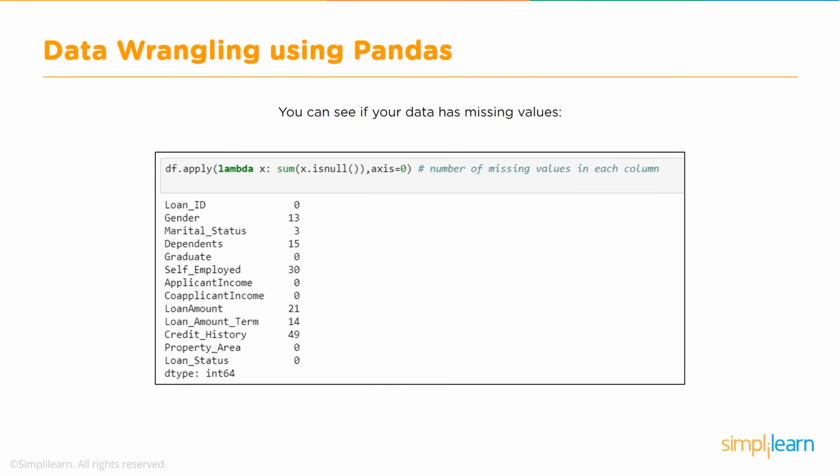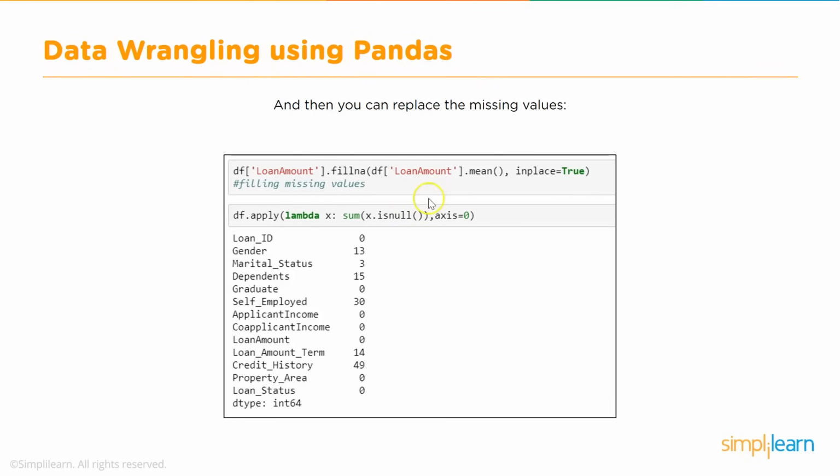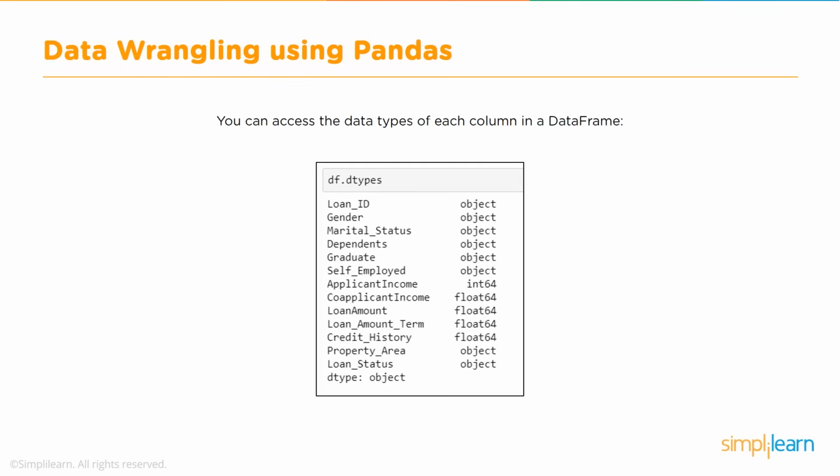If you see in the previous case, loan amount had 21, and now we went ahead and filled all of those with the mean value. So now there are 0 with missing values. Okay, so this is one part of a data wrangling activity. What else can you do? You can also check what the types of the data are. df.dtypes will give us the various data types. So alright.